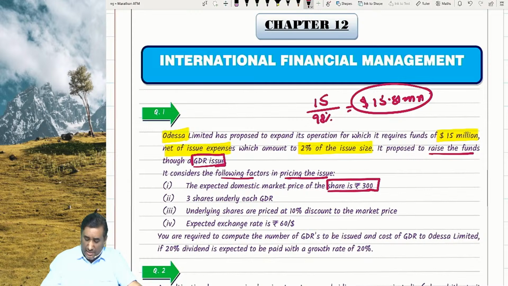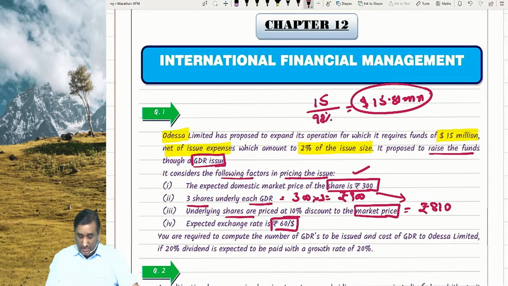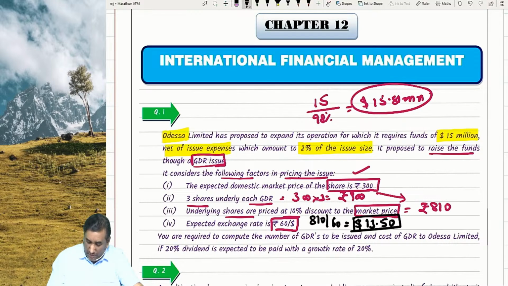The expected domestic market price of the share is 300. 3 shares equal 1 GDR, so the value would be 300 into 3, that is 900. Underlying shares are priced at a 10% discount to the market price, so the issue price of the GDR with a 10% discount will be 810. The exchange rate is $1 = 60. If I issue in US terms, the issue price would be 810 divided by 60, which is 13.5.